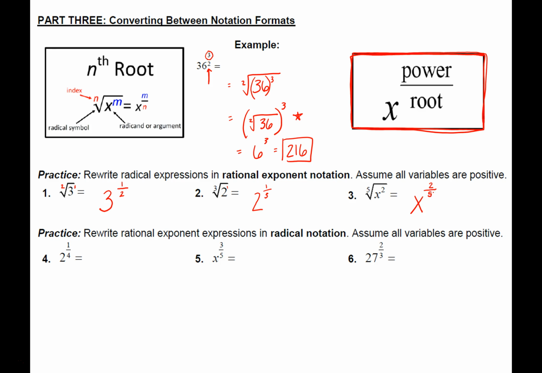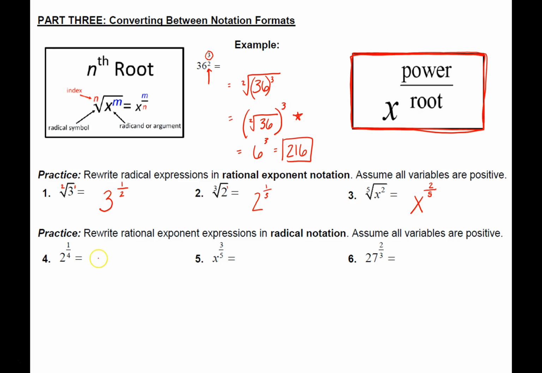x raised to the 2 over 5. So we've successfully converted all of those radicals to the exponential rational exponent notation. So now let's go the other way. And the other way is going to be the thing that we do most often here. So you're going to be given a base with a fractional exponent, and we're going to write these as radicals because then we can simplify them and we get rid of fractions too, which is always a happy day.